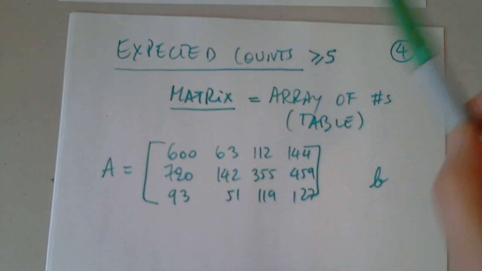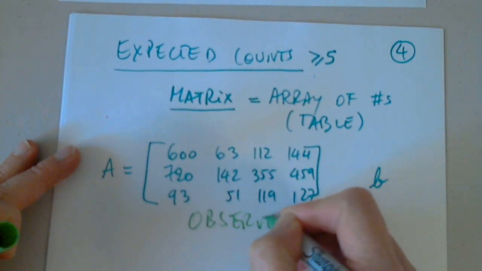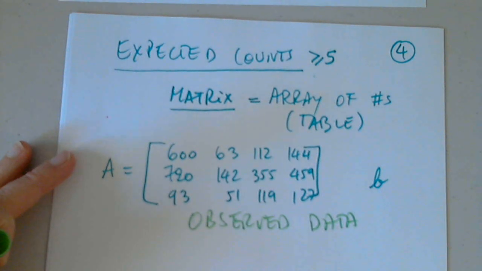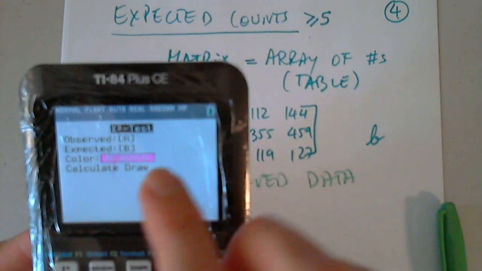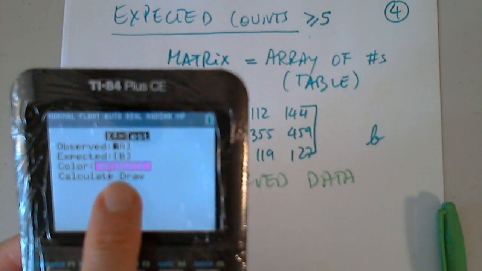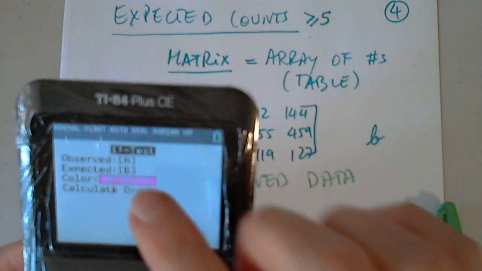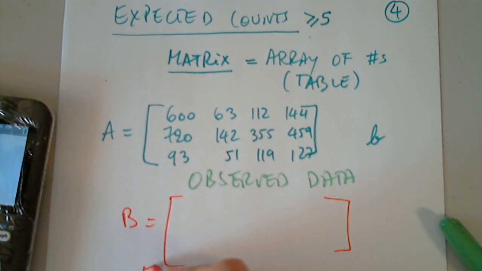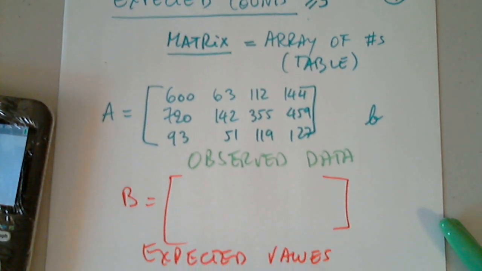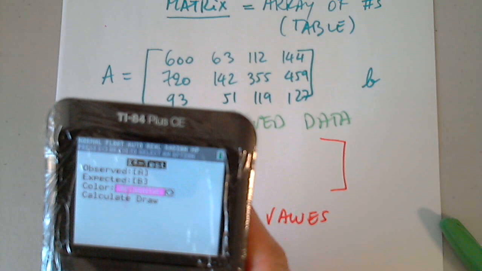We entered the matrix A, which is the matrix of observed data. We entered the observed data. Now, what you see here is called expected. The calculator will conduct the test and will create what is called the expected values. So let's conduct the test and we'll see in a moment. Let's calculate.